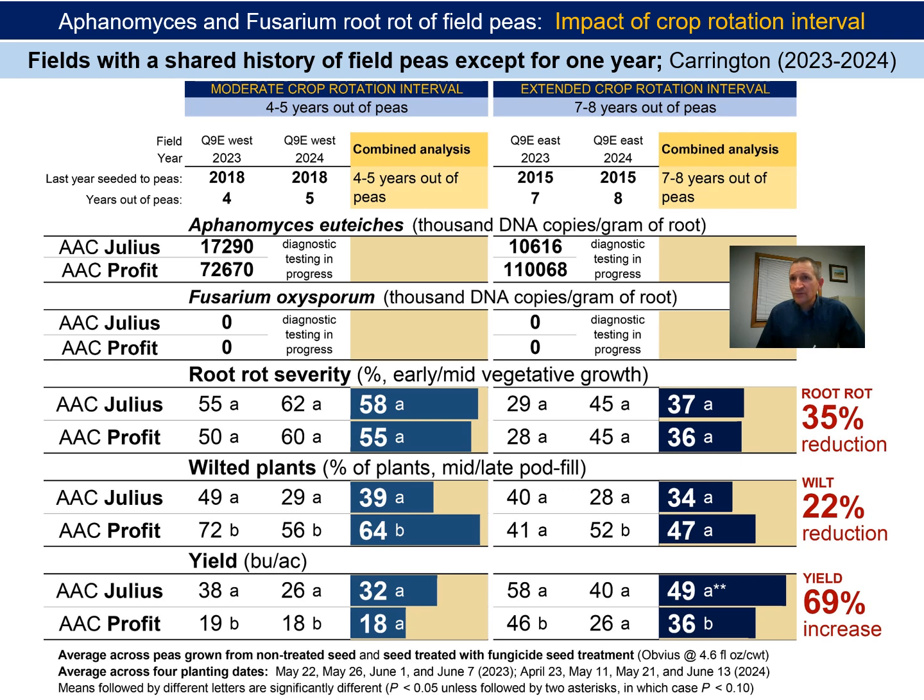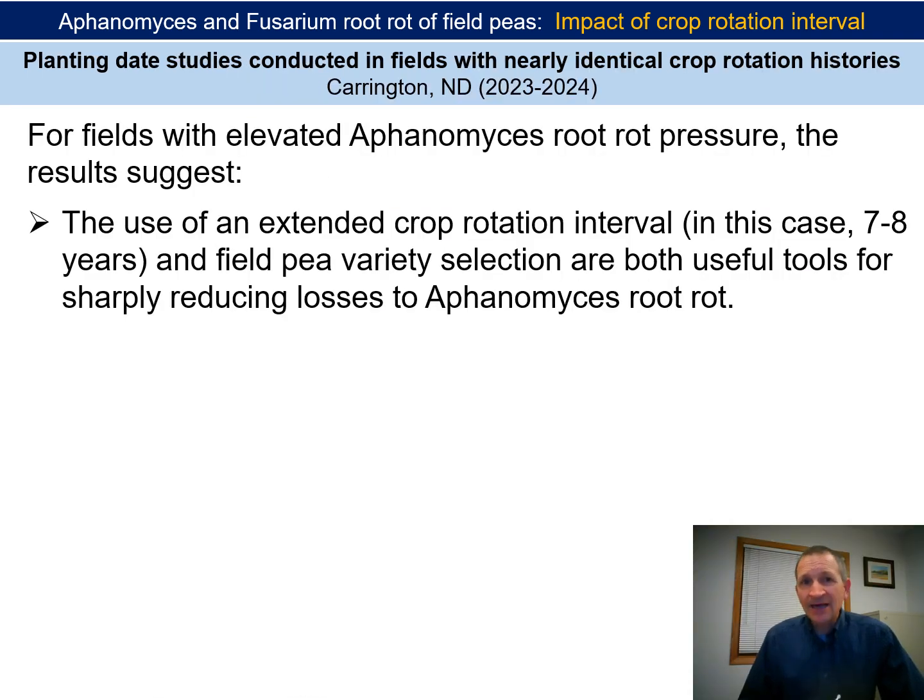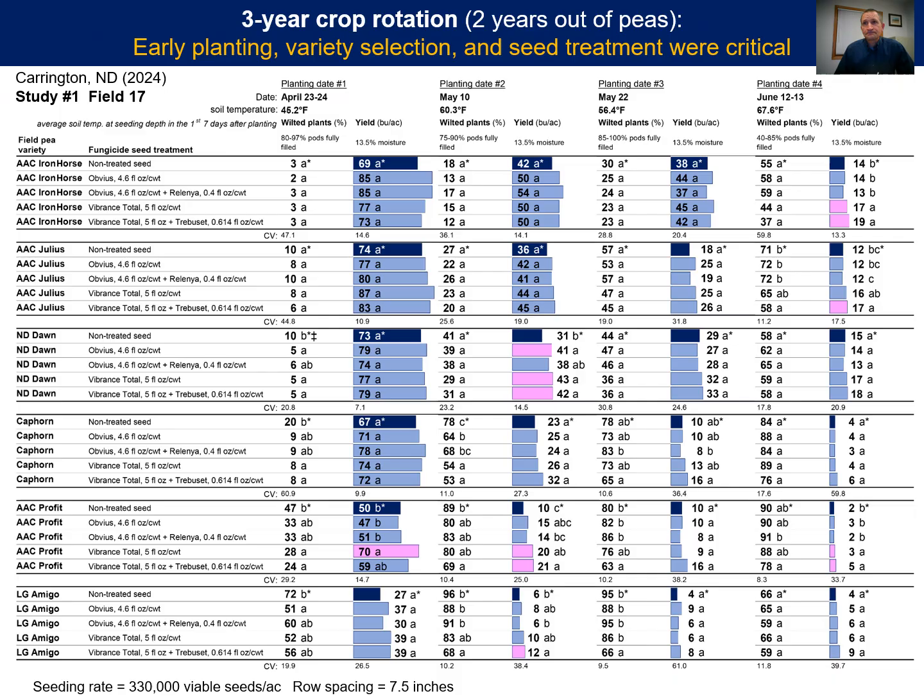So what do we learn from this? What we learn again is that crop rotation interval helps us. It's a tool in our toolbox, but it's only going to give us partial control, and we need to combine it with other tools. Because if you looked at that, even with a long crop rotation interval, field pea variety selection really mattered. Okay, so let's touch on this one more time.